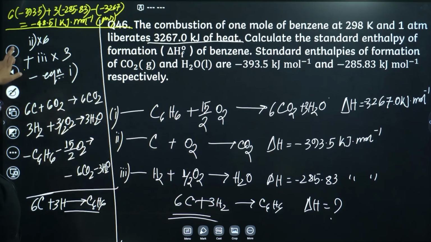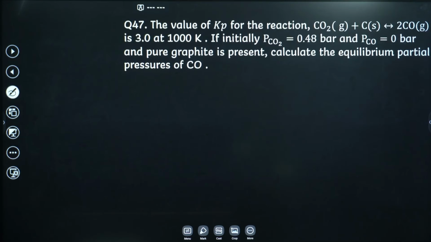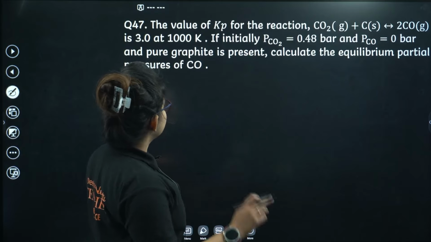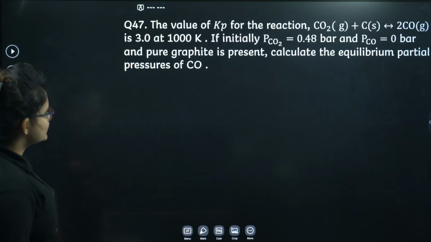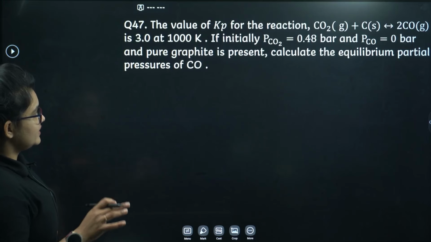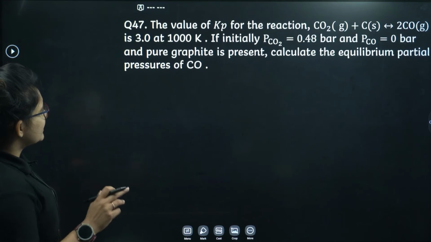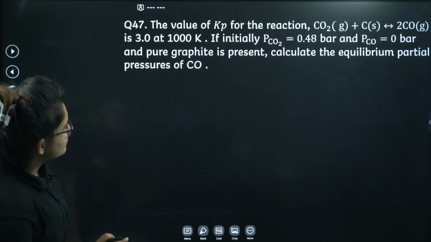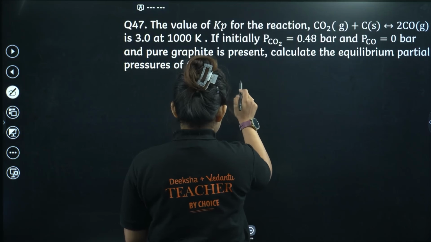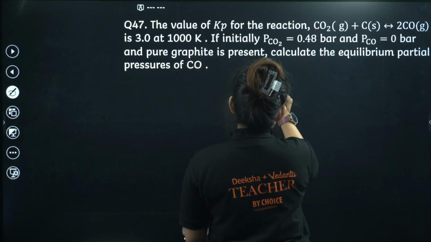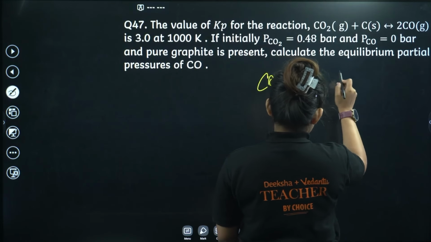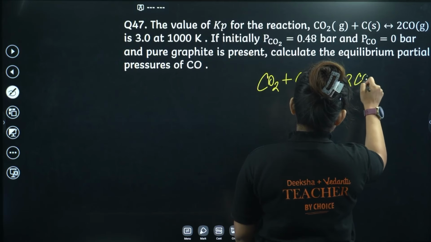Let's proceed further. Next question here: the value of Kp for the reaction is 3 at 1000 Kelvin. If initially the pressure of CO2 is 0.48 bar and the pressure of CO is 0 bar and pure graphite is present, calculate the equilibrium partial pressure of CO. Let me write down the reaction once again: CO2 plus C, solid because it is graphite, gives 2CO.